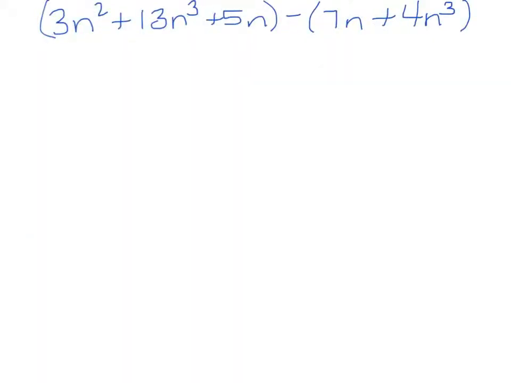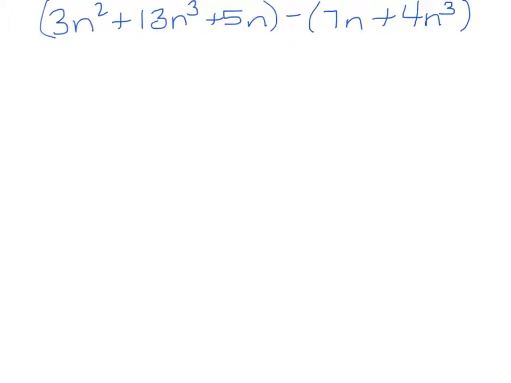Okay, now in this problem, we still have a polynomial over here and a polynomial over here. However, we are subtracting this time. I cannot tell you the number of times that I have graded papers where people are supposed to be subtracting their like terms, for instance, 13n cubed and 4n cubed, and they tell me 17n cubed. No, that's addition. You're subtracting.